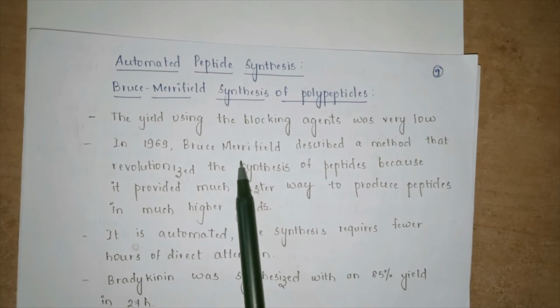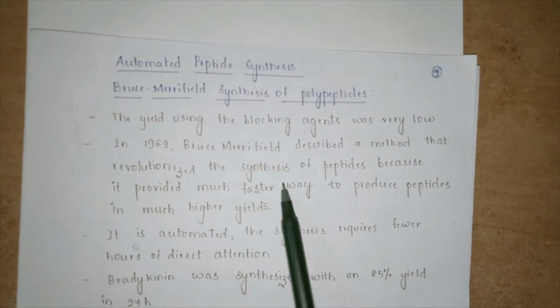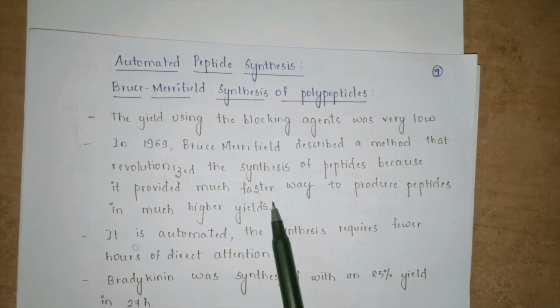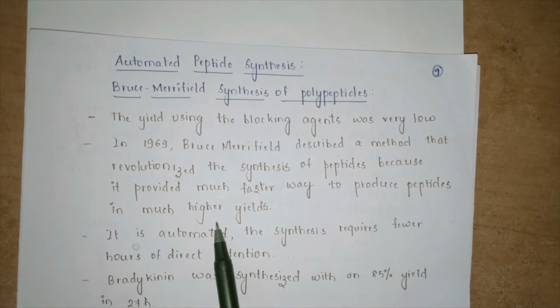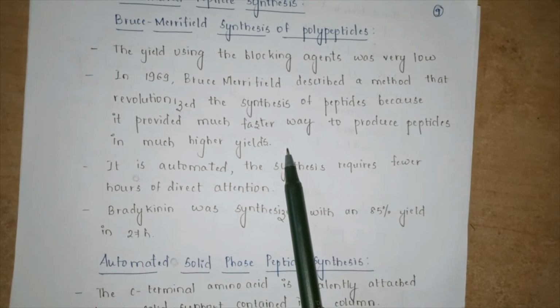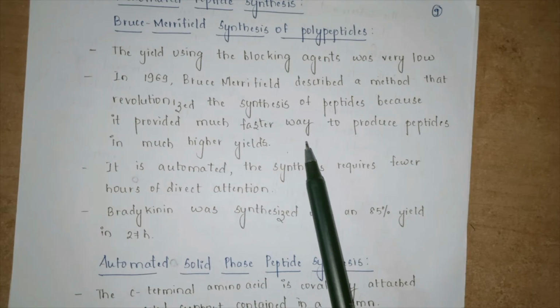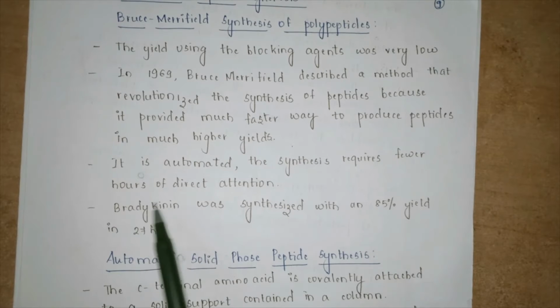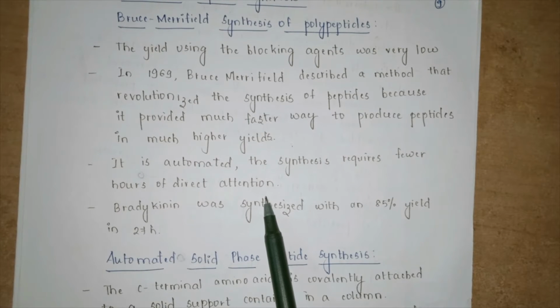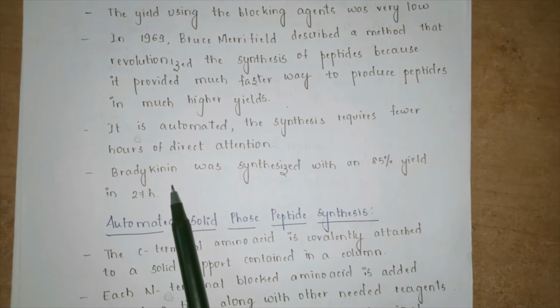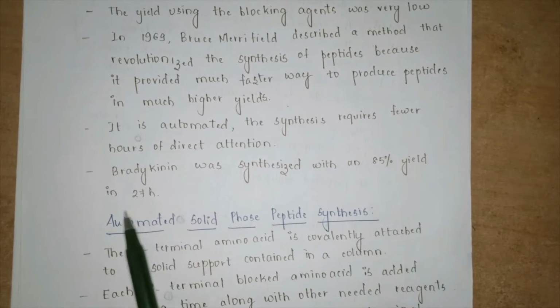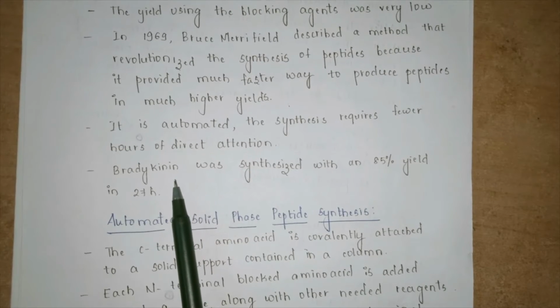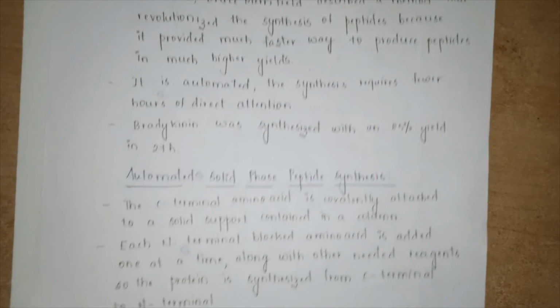In 1969, Bruce Merrifield described a method that revolutionized the synthesis of peptides, because it provided a much faster way to produce peptides in much higher yields. That means the yields could now be made higher. It is automated. The synthesis requires fewer hours of direct attention. That means we need not give direct attention every time. We need not even go for purification. So that reduces a lot of work. Bradykinin was synthesized with 85% yield in 27 hours. This was the first polypeptide that was synthesized in 27 hours.